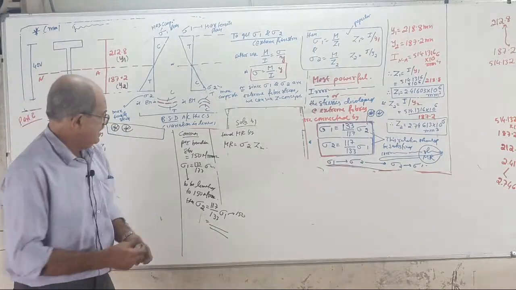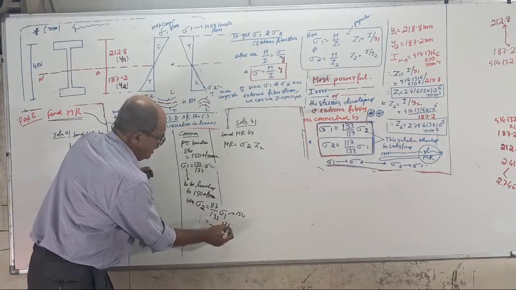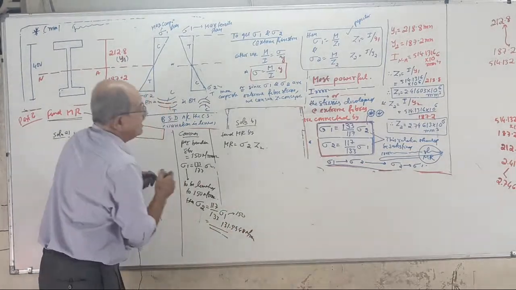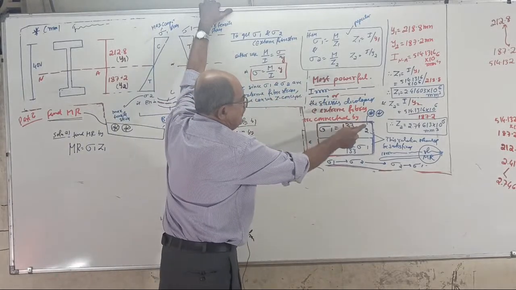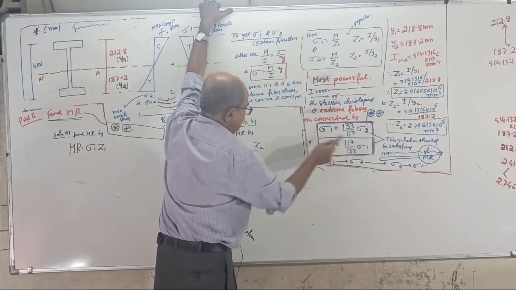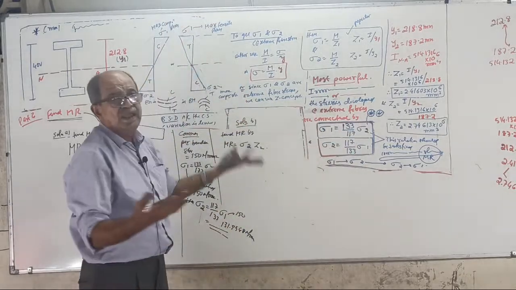Sigma 2 is 131.9548 Newton per mm square. So right here, if you substitute sigma 1 equal to 150, then sigma 2 is 131.9548, which is okay.